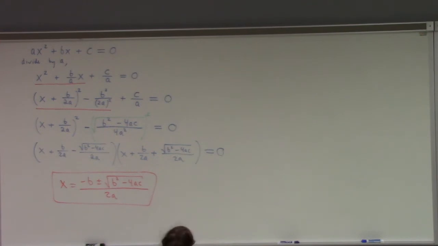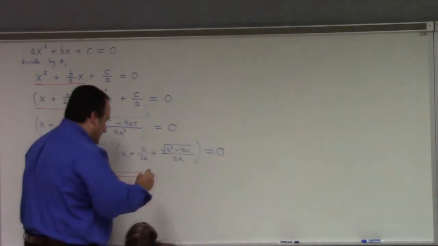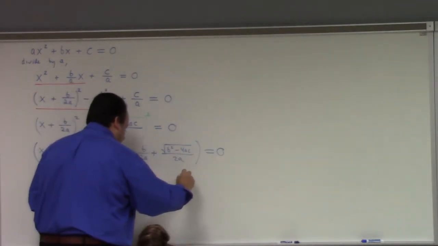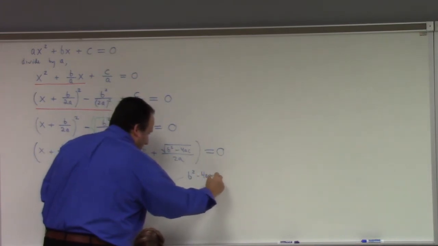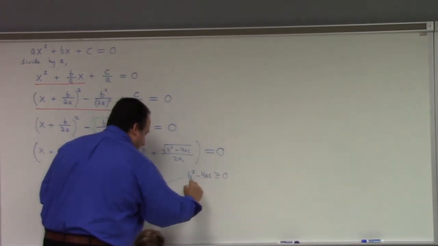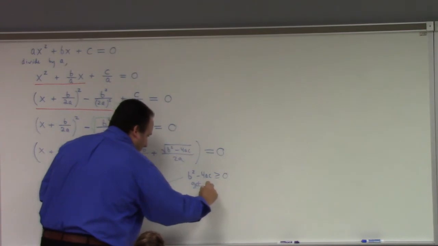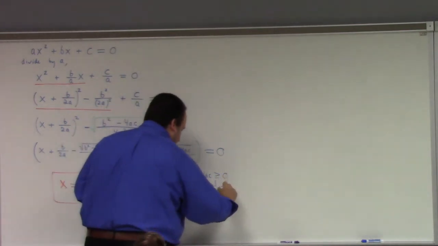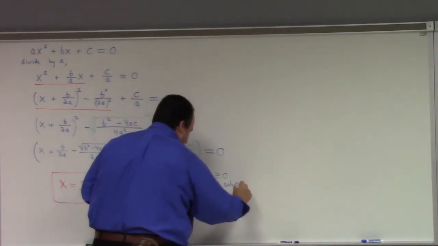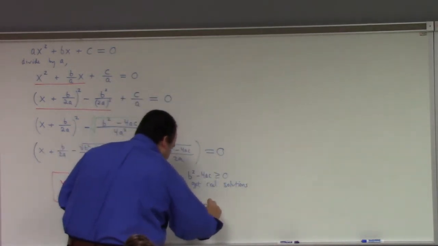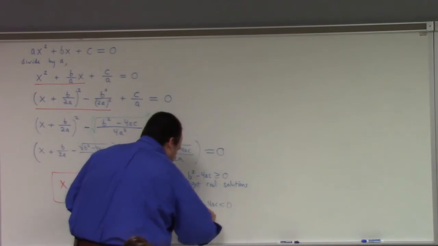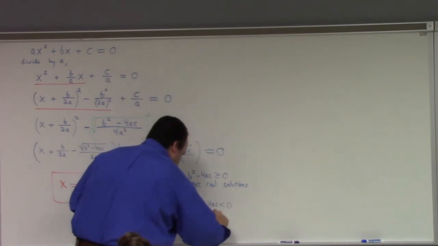Now that we have the formula, though, let's pause and sort of smell the roses, so to speak. What are the different cases here? If we have b squared minus 4ac greater than or equal to 0, we get real solutions, right? On the other hand, if we have b squared minus 4ac less than 0, we get complex solutions.